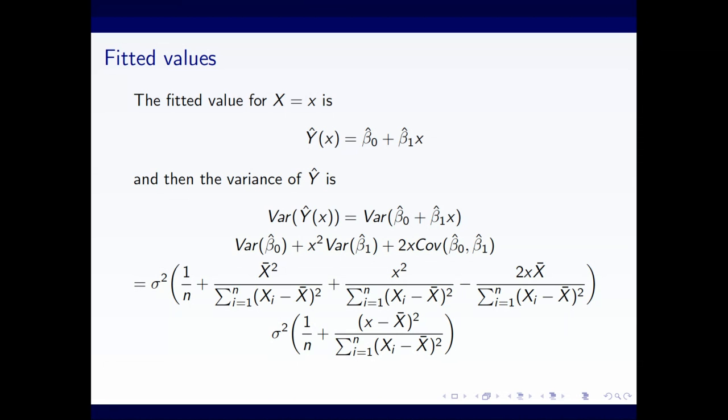So here we have x, which we treat as a constant. So this is going to be the variance of beta 0 hat plus x squared times the variance of beta 1 hat plus 2 times the covariance of beta 0 hat and x times beta 1 hat. And then you can pull the constant in front of the covariance, so it's going to be 2 times x times the covariance of beta 0 hat and beta 1 hat.